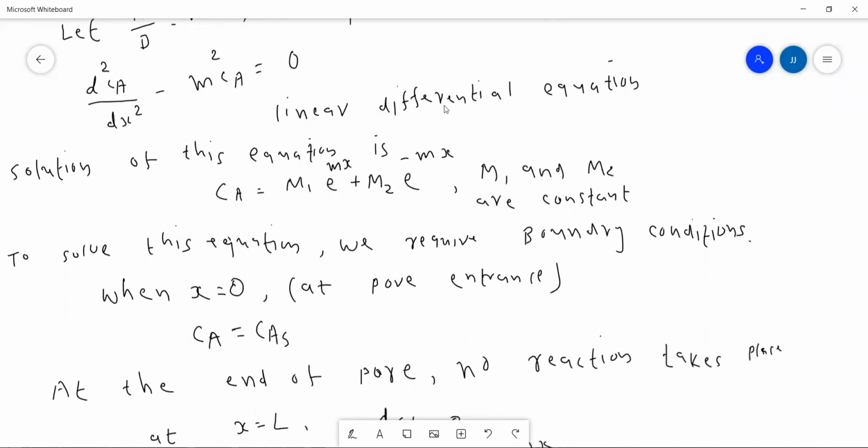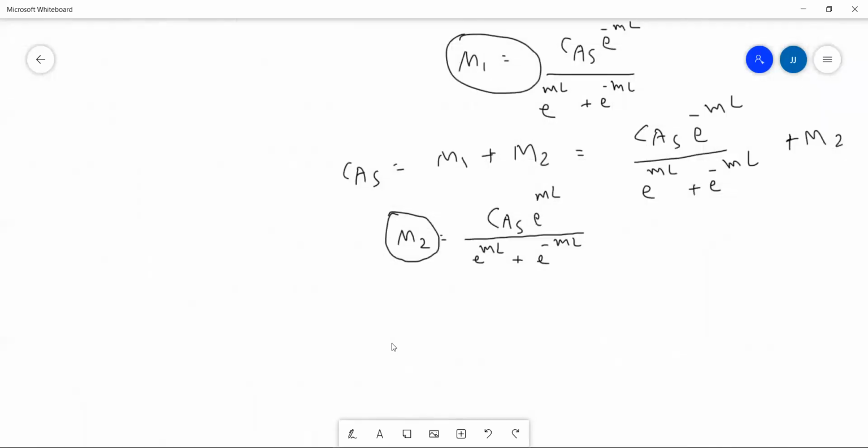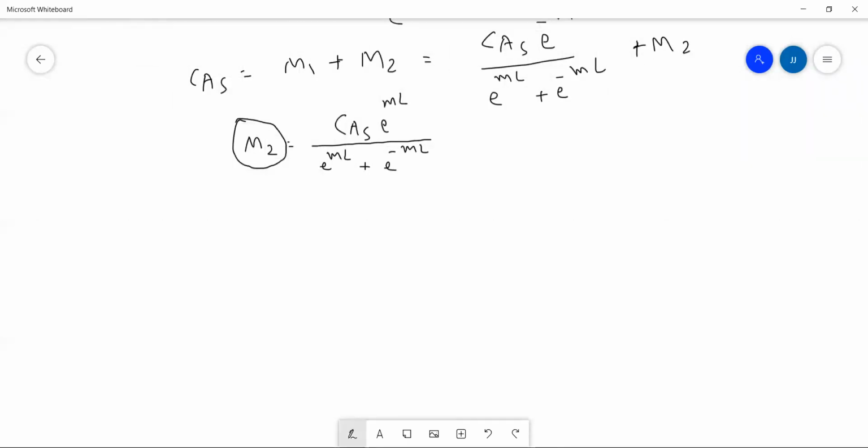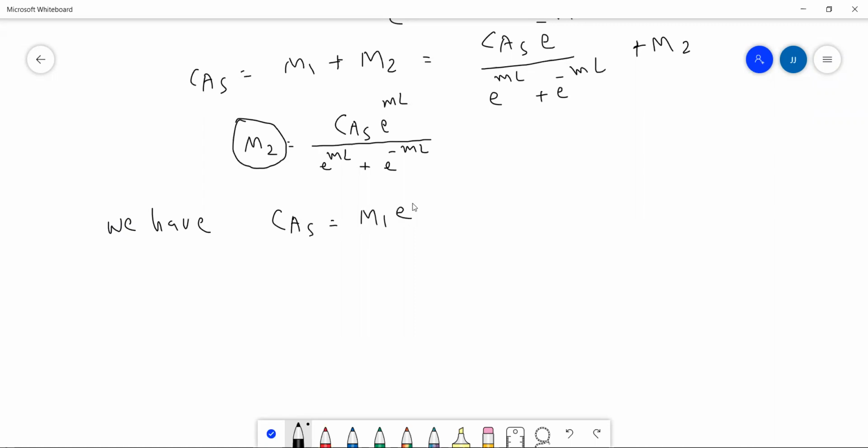The solution of this linear differential equation is CA is equal to m1 e raised to mx plus m2 e raised to minus mx. So we obtained the values of m1 and m2. Substitute this m1 and m2 in this equation. Let me write the equation first: CA is equal to m1 e raised to mx plus m2 e raised to minus mx.